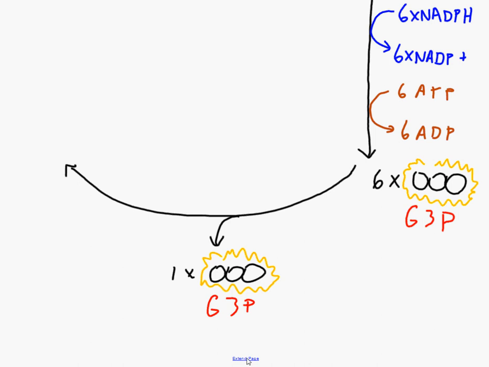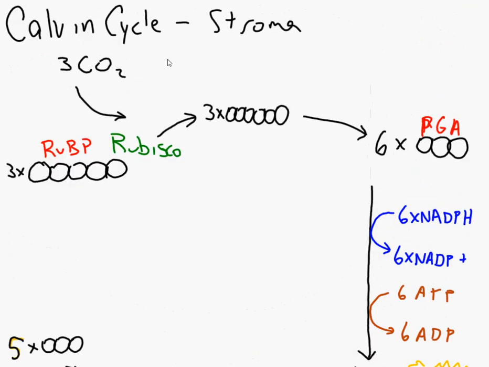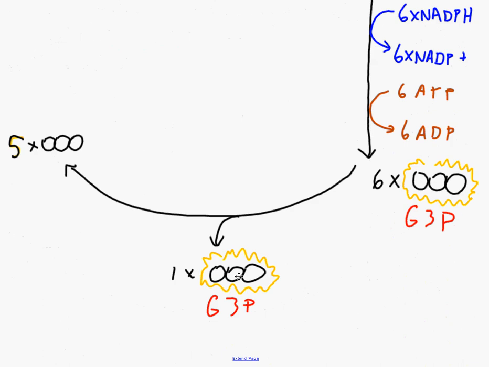And what we're left over with is 5 G3Ps, 5 3-carbon molecules. Now, we took 3 CO2s and converted that into one 3-carbon molecule called a G3P. This G3P can be used for a number of things for the cell. It can be used to build things. It can be used to store energy.